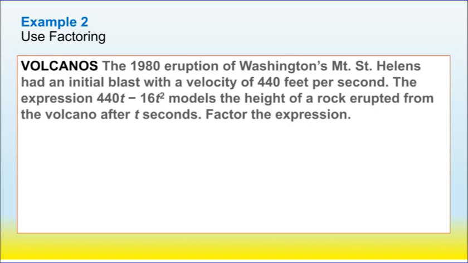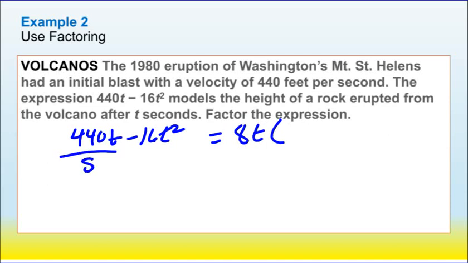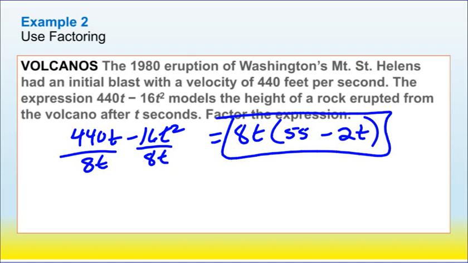Factor the expression. So if I look at this, I think of 440 and 16. I can't take 16 out, but 440 divided by 8, I could take an 8 out of all those. So if I have 440t minus 16t squared, I can take an 8 out. I can also take a t out. And if I divide everything by 8t, I'm left with 55 minus 2t. And this would be our factored expression.